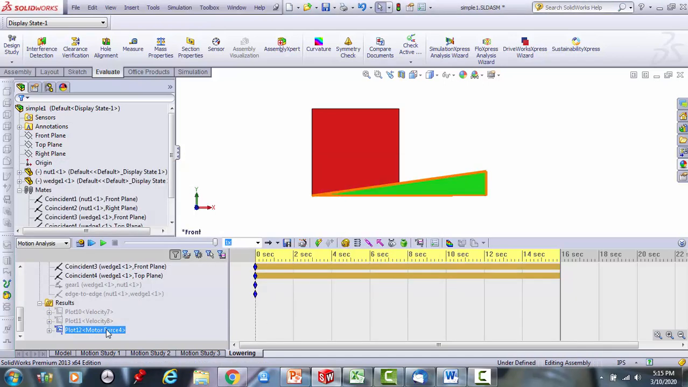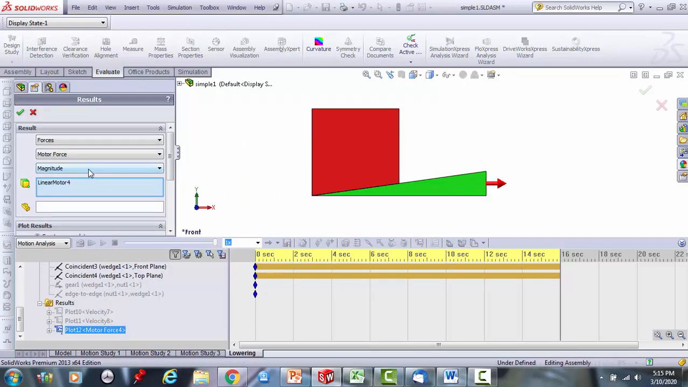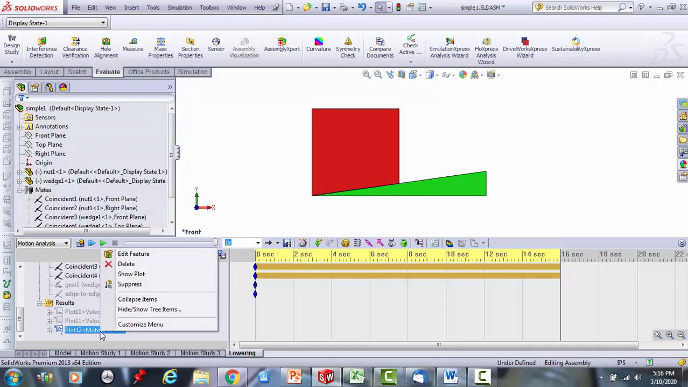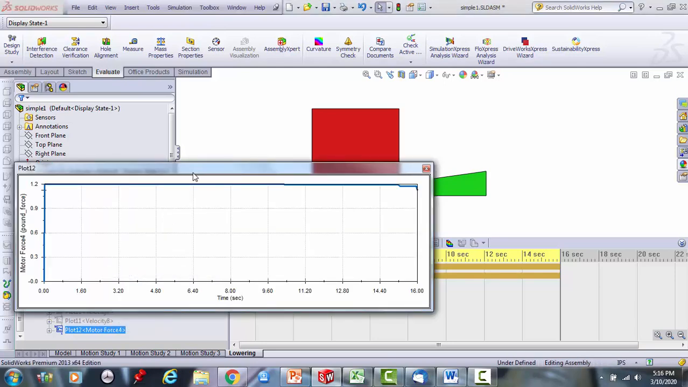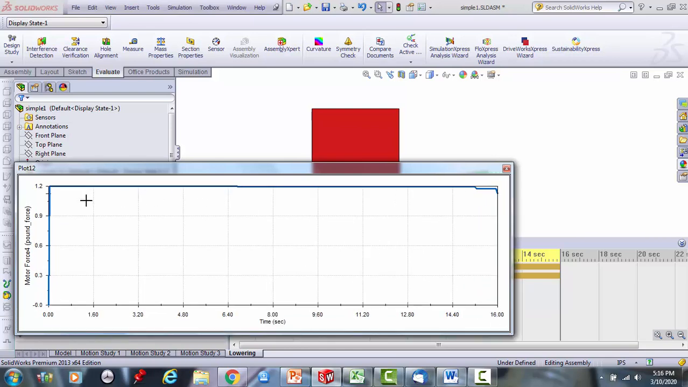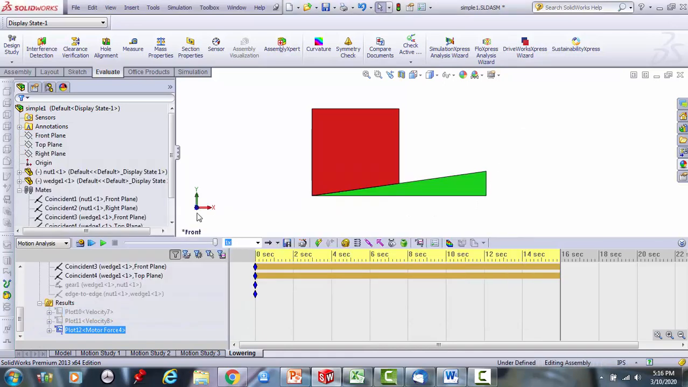I'm going to go and put the sign back on this. So instead of magnitude, displacing in the X, I want to look at the X component of force there. Okay, and I'm going to show the plot. Okay, so the force is showing as 1.2, pretty constant, as a plus 1.2. Now that plus is being in the positive X direction. So I'm doing the X component.